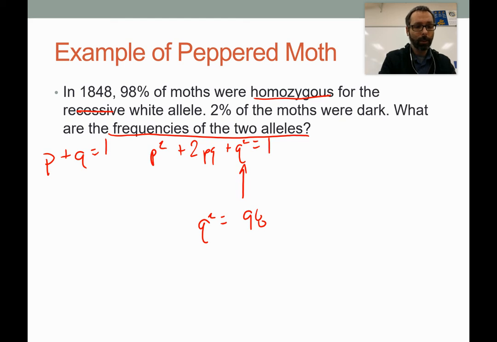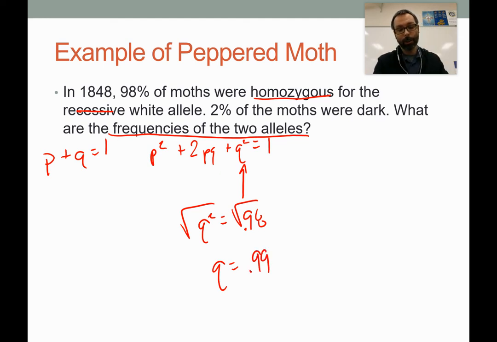And so if I want to find q, I have to square root that. Of course, that's the square root of 0.98. And the square root of 0.98 is, what is it? 0.99. And that's a weird thing about square roots: when you do square roots of decimals, they often get bigger. I'm not that great at math. Maybe there's an exception to that rule. But in this case, the square root of 0.98 is 0.99. So now I know q.